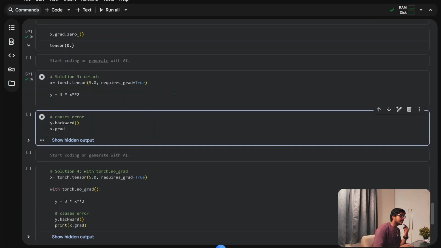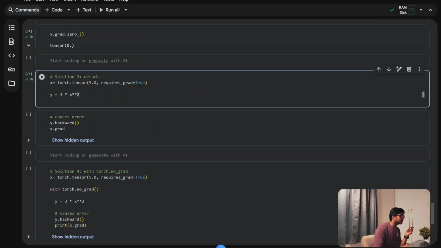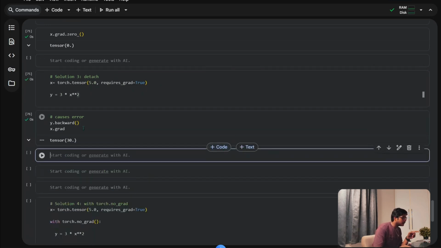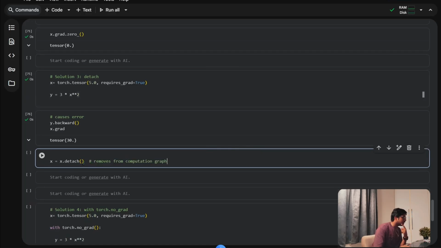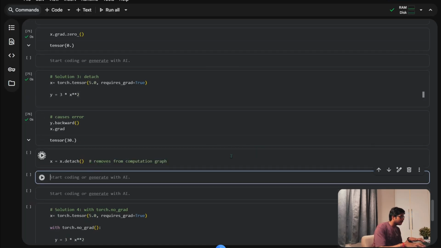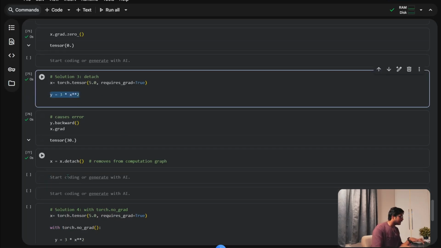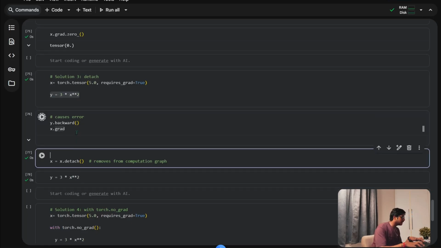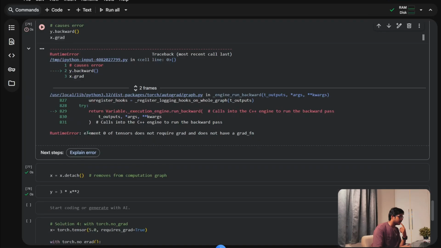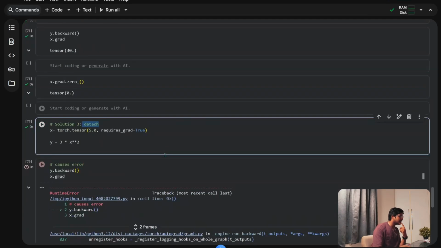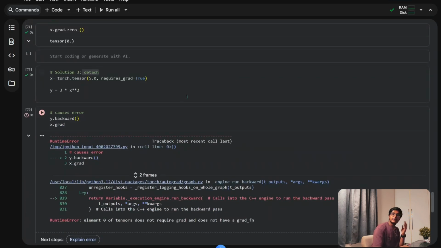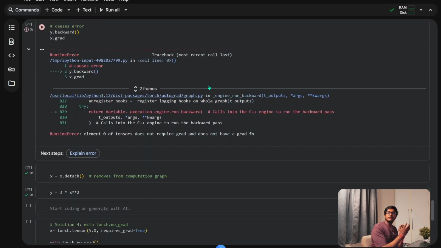The third solution is detach. So at first we create our x tensor and our y, and we do y.backward() and x.grad. Now after you got this, you basically do x = x.detach(), which removes it from the computation graph. So now if you again do y = 3x^2 and try to run this, you'll basically get an error. So solution 3, detach, and solution 1, requires_grad, are pretty much the same, because they both remove my x tensor from the computation graph.